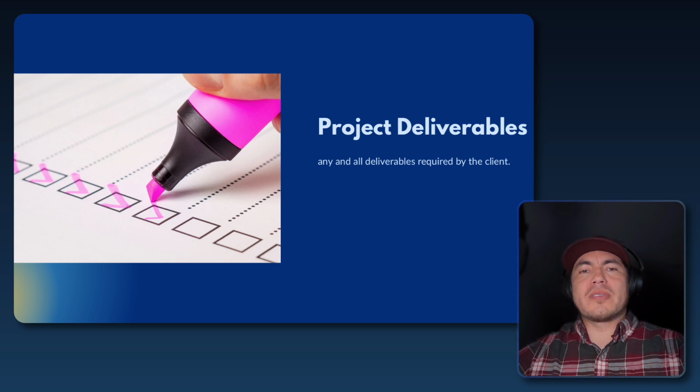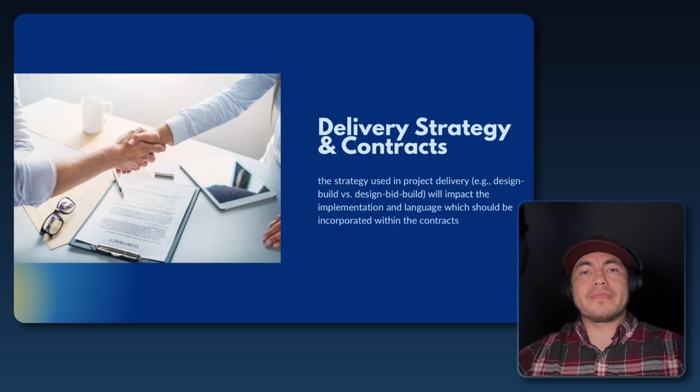Now let's get to the deliverables, what the client expects to receive at the end of the project. This section clearly defines all the project deliverables, ensuring everyone knows what is required. Whether it is detailed models, schedules, or facility management data, the BEP outlines these requirements, so there are no surprises when it is time to hand things over.